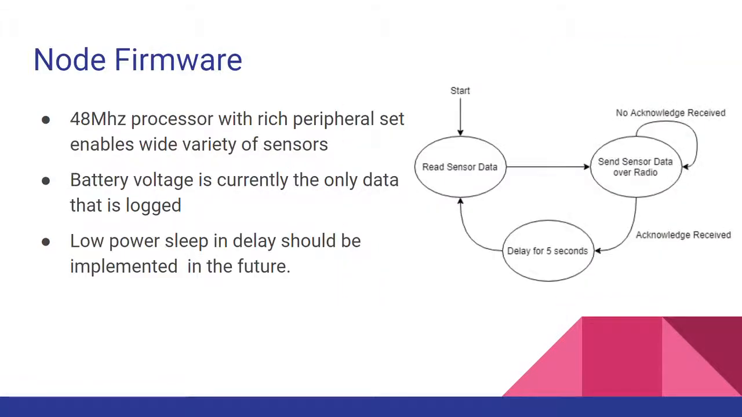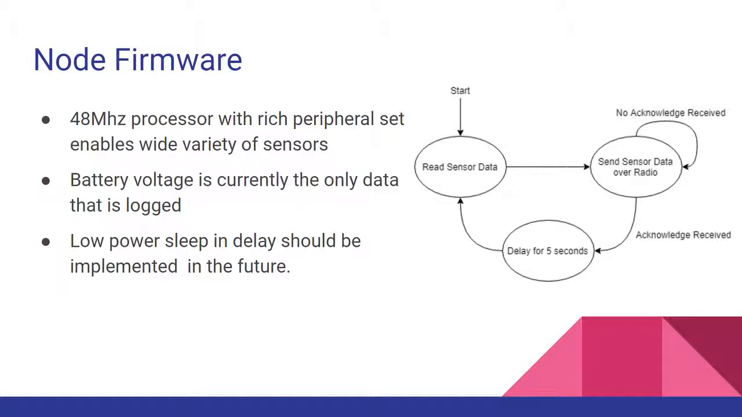So moving on. This is an overview of the node firmware. You can see I have a flow chart describing its nominal operation. Basically, I describe the processor a little more in depth. Again, this Atmel processor has a rich peripheral set: 48 megahertz, SPI, I2C, DMA capabilities, multiple timers and interrupt capabilities. So if you wanted to, you could connect a wide variety and number of sensors to this processor for future work.